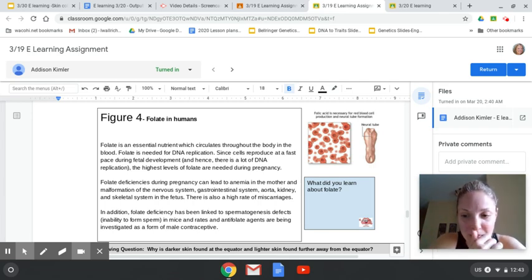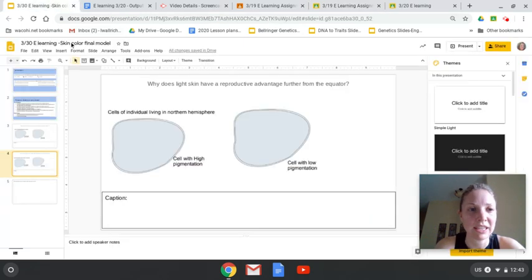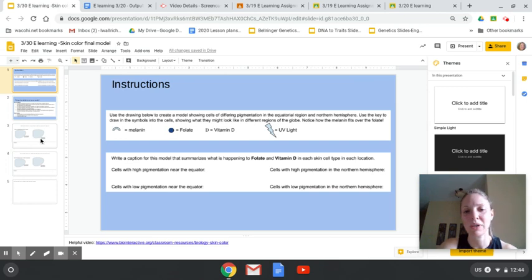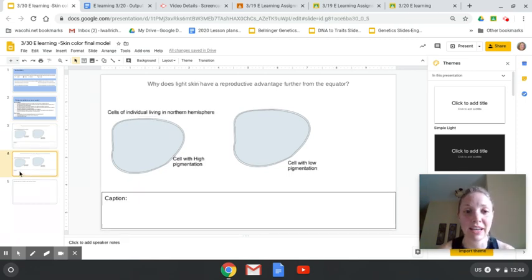I wanted to just show you what goes into the final model. So today on the classroom, what you should be working on is this document here. You're piecing together how natural selection has happened in human skin color. You'll be answering the question, why does dark skin have a reproductive advantage closer to the equator? And why does light skin have a reproductive advantage further away from the equator?